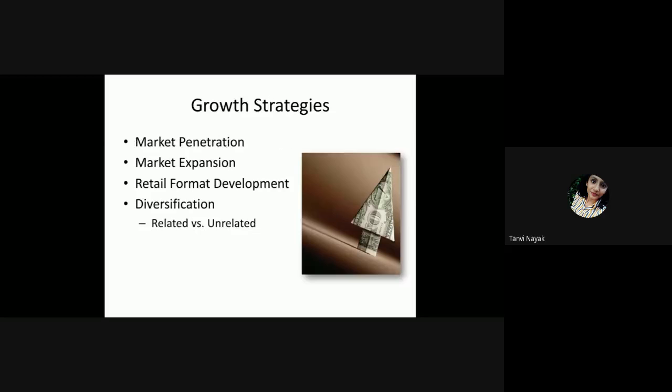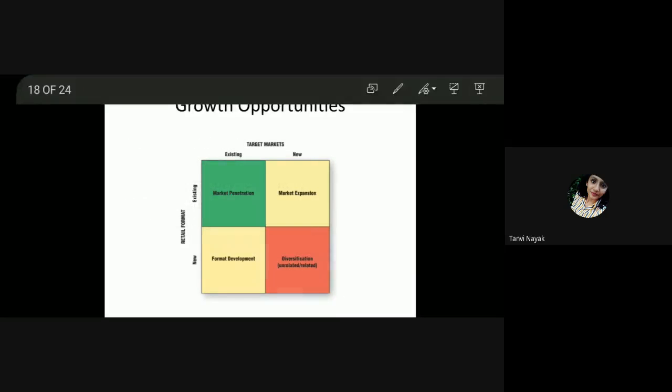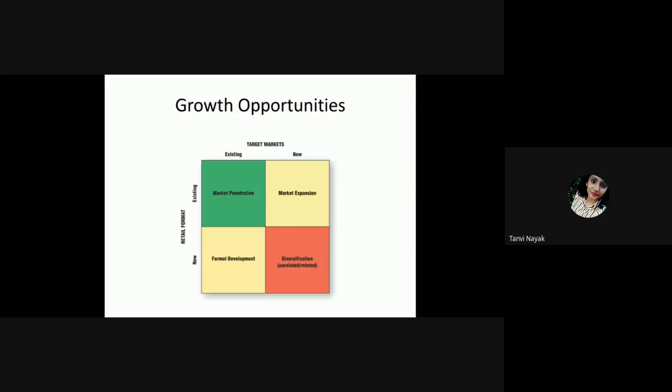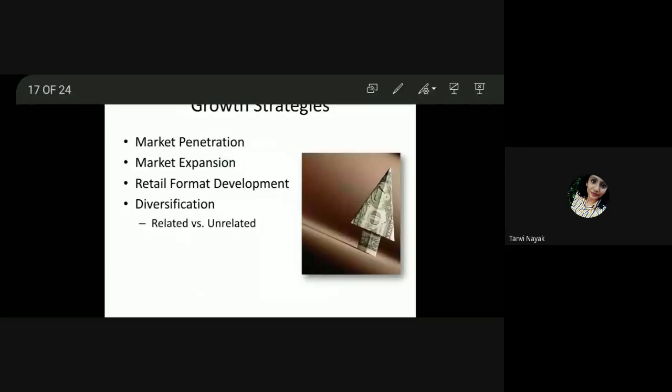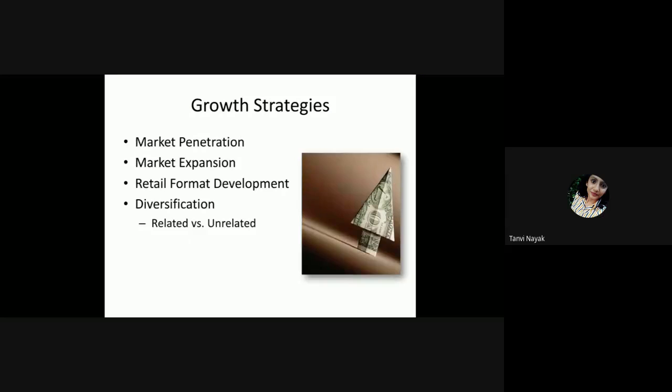Now there are certain growth strategies that you can use. Fine. These have already been dealt with in your basics classes, in your modules for first semester and second semester, I believe.